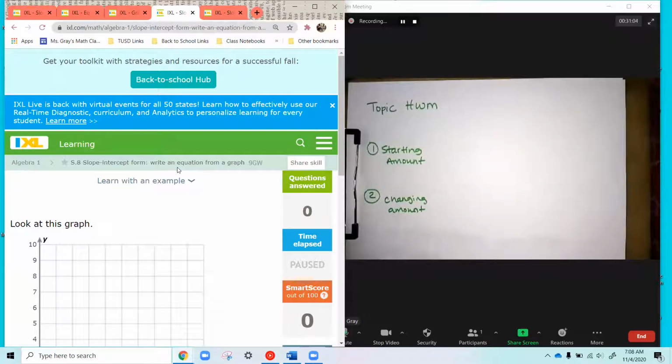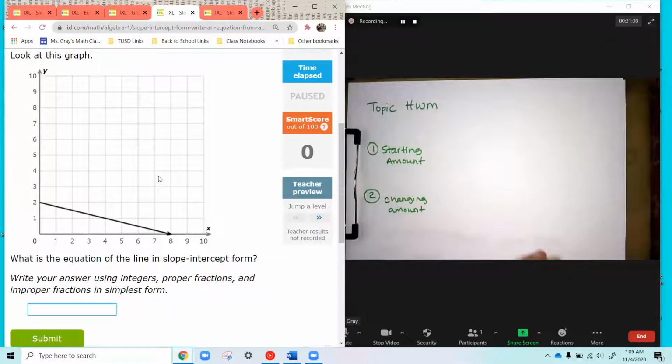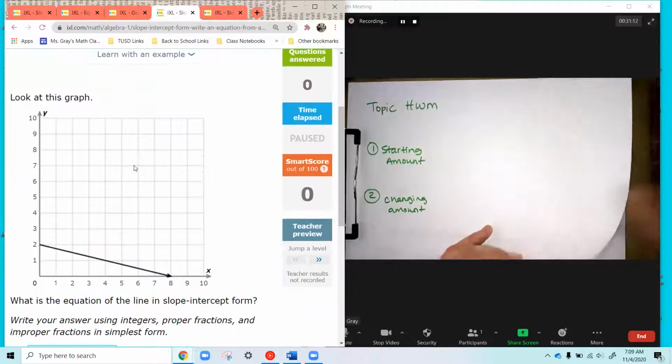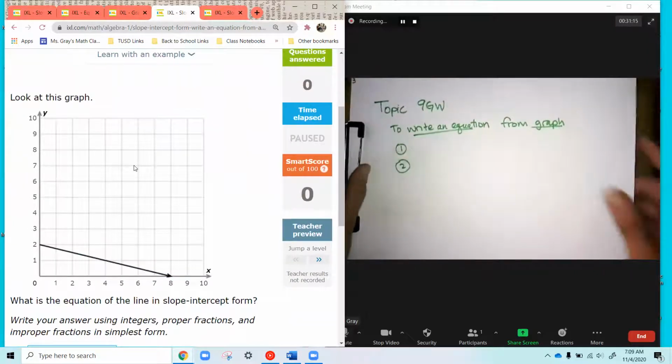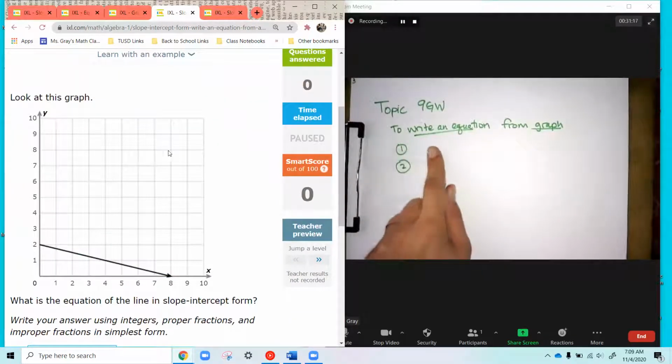Okay, so then we move on to graphing. Oh, you know what? I put this in the wrong order, I think. So this one, to write an equation from a graph.